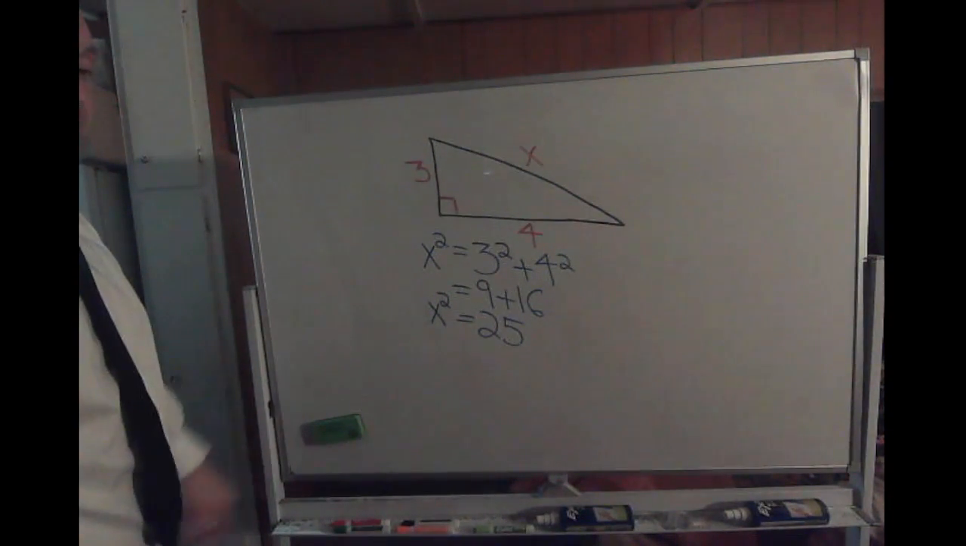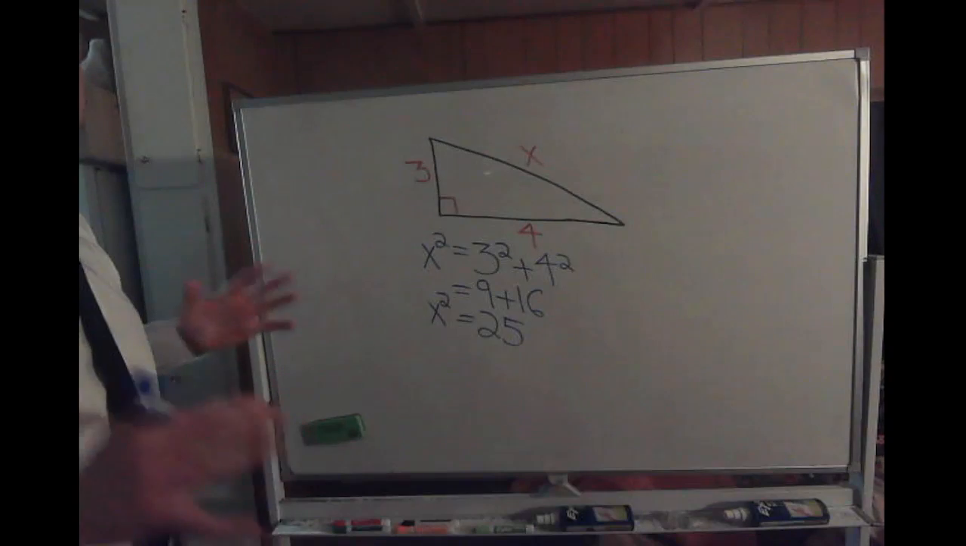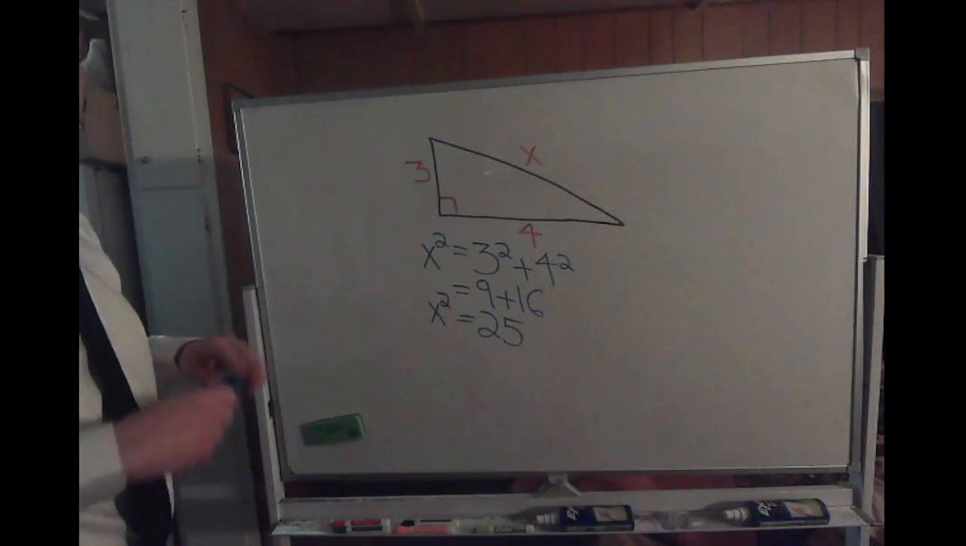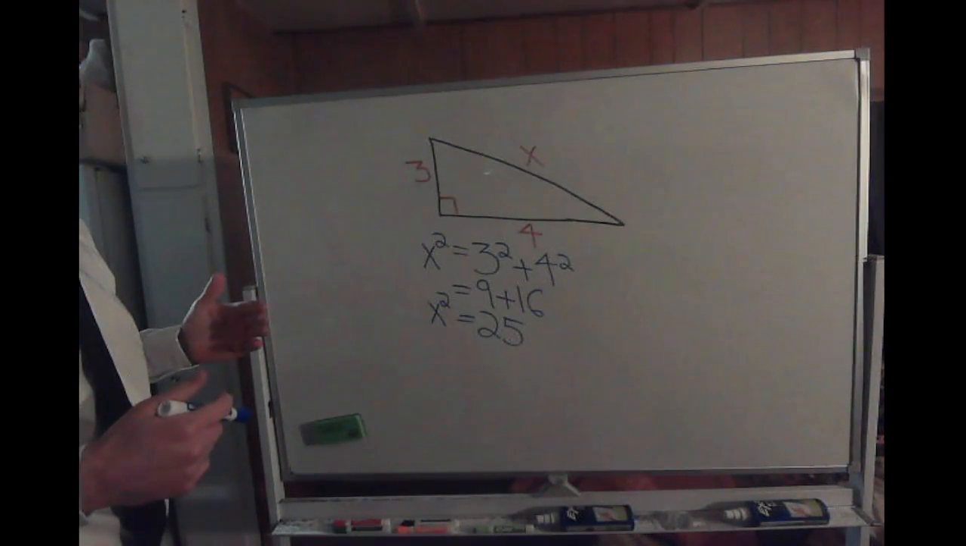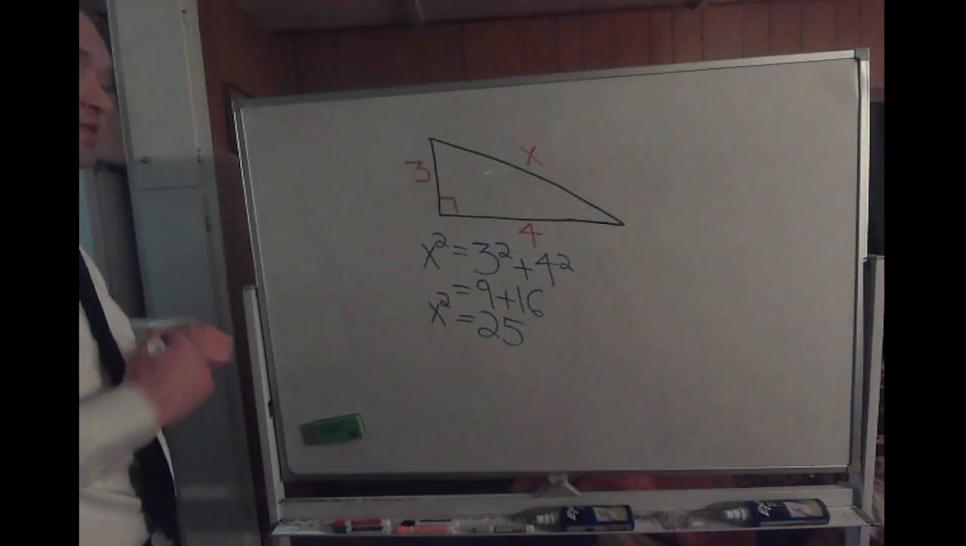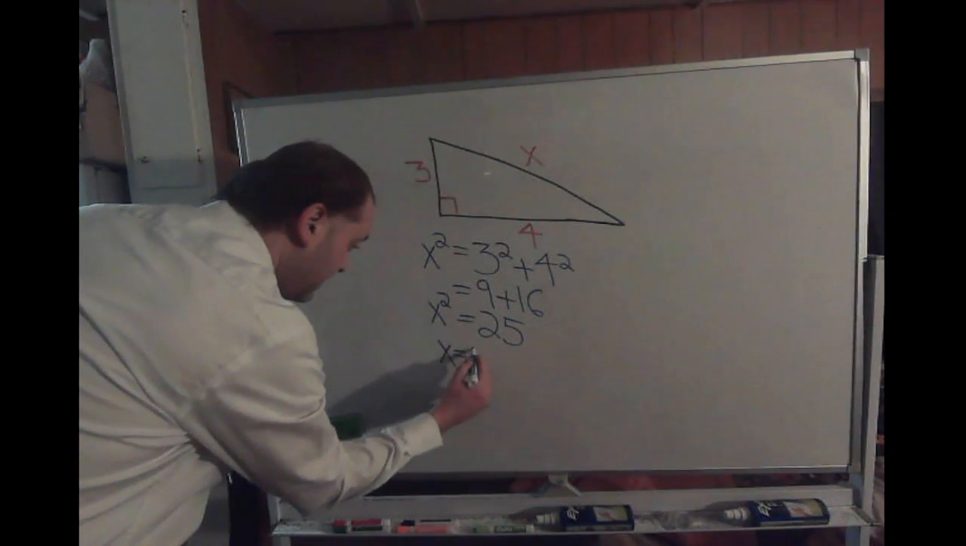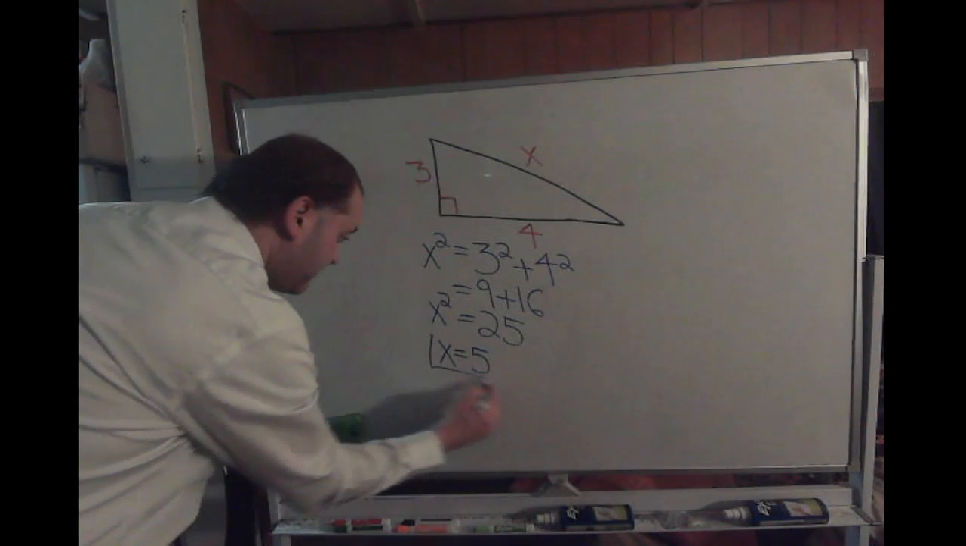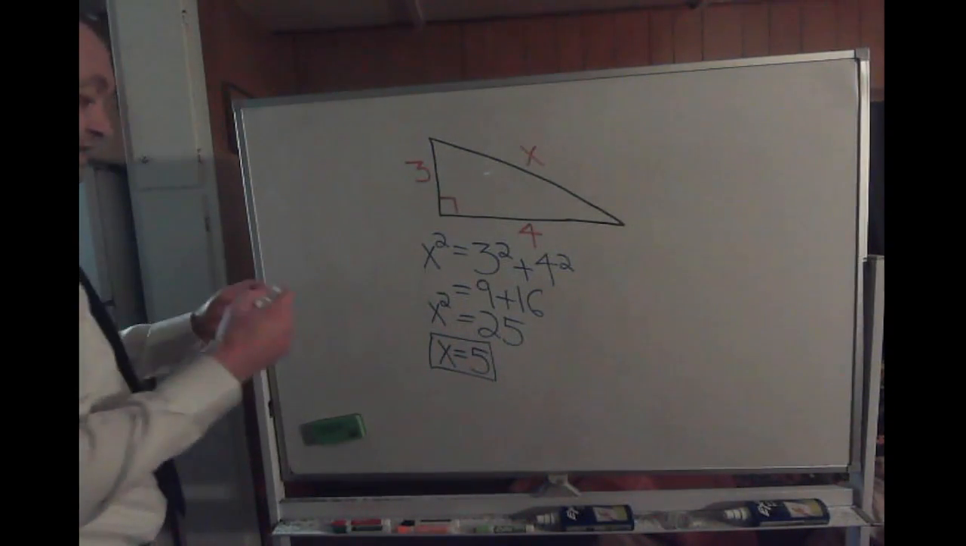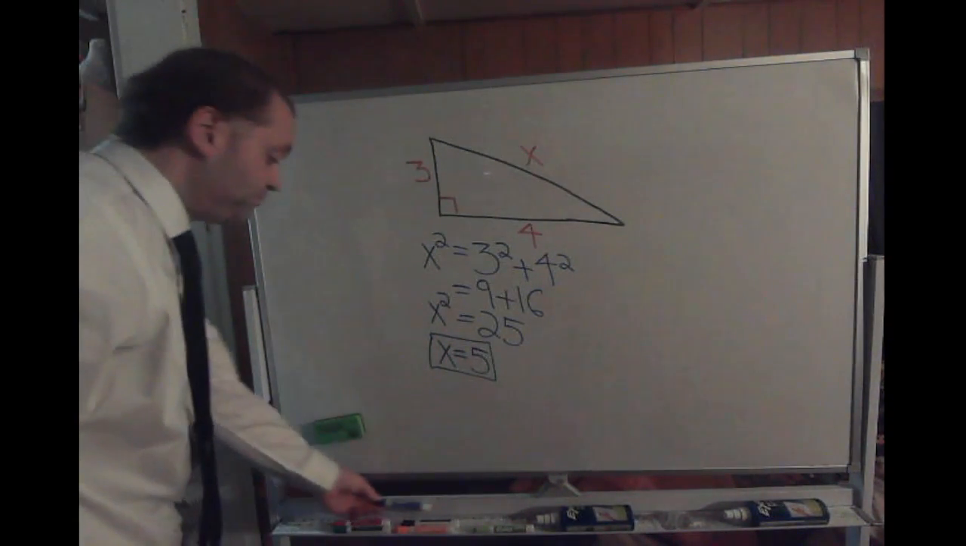Now we just got to take the square root of both sides, and since this is a length, we're only going to consider the positive square root, because there's really no such thing as a negative length. So the positive square root of 25 is going to be 5. So the length of the hypotenuse with length x is equal to 5.